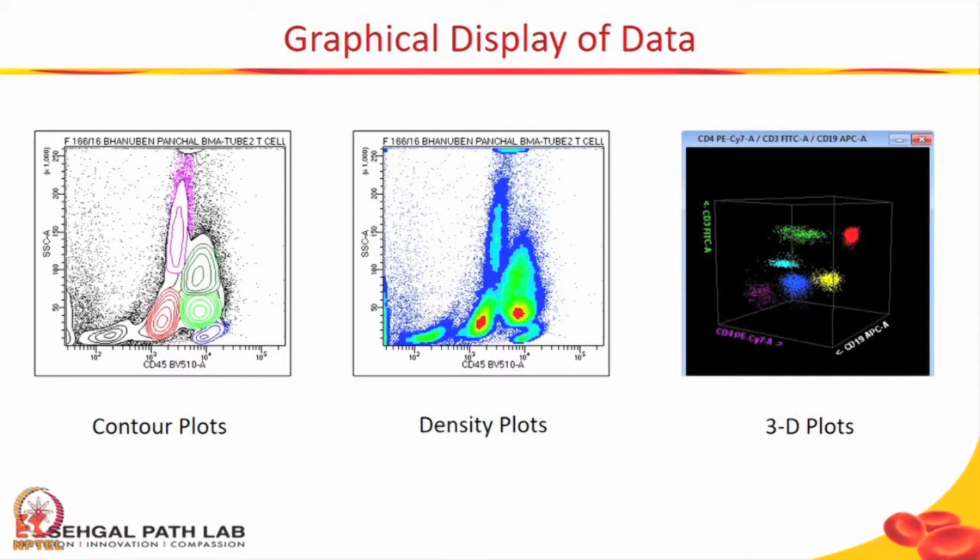And I remember in 2008, we were using a three color machine. There was this advent of a 3D plot. And I said, wow, instead of looking at two antibodies, now I can look at all three together. And this is just 2008, when I just started doing flow cytometry.